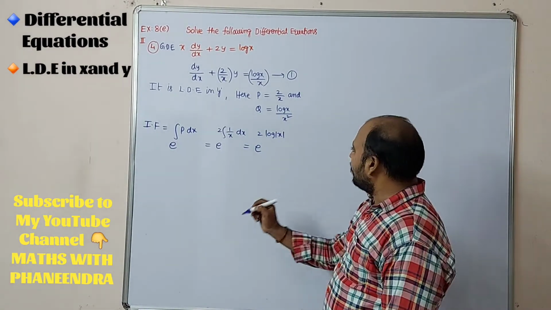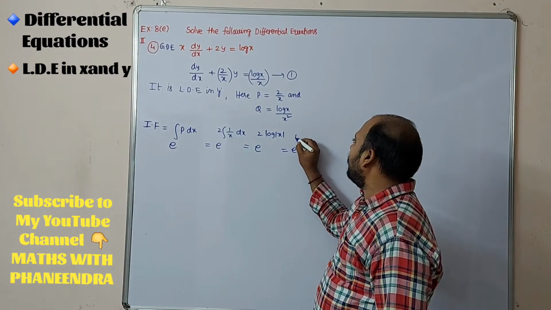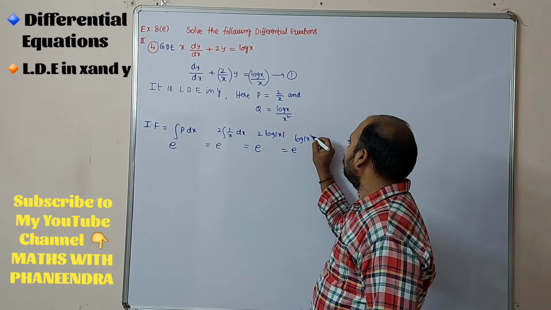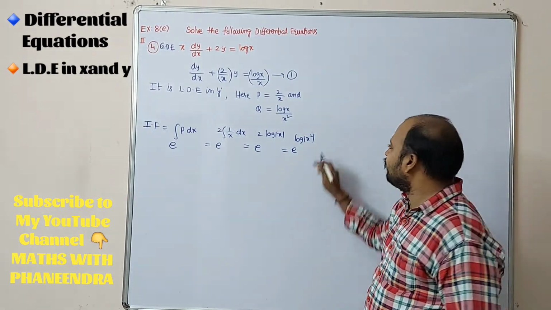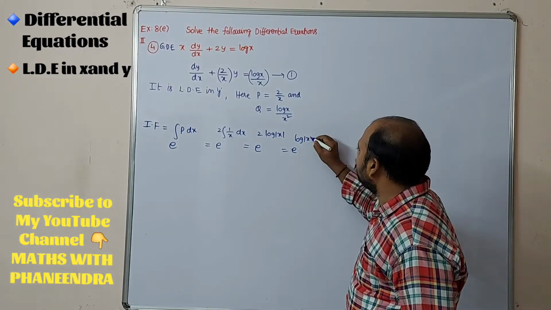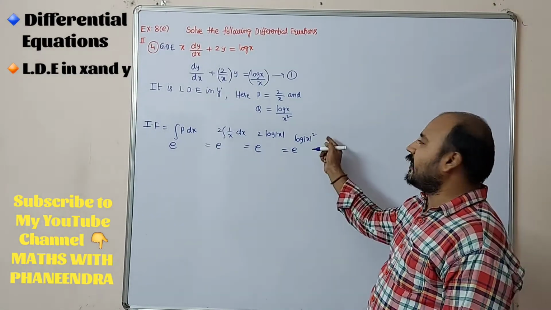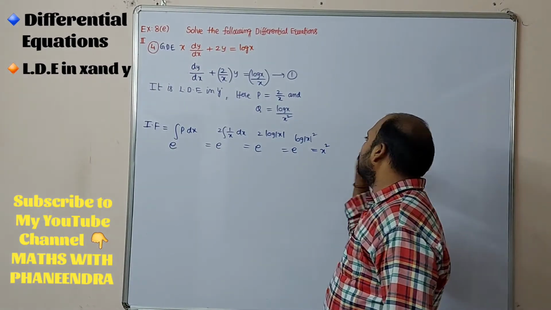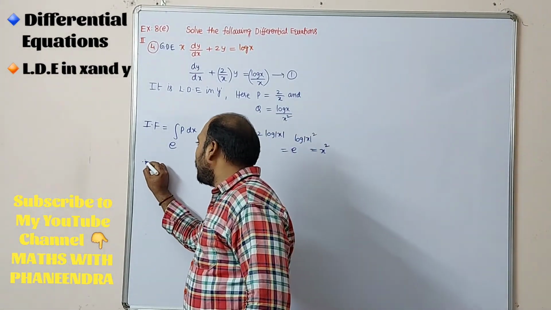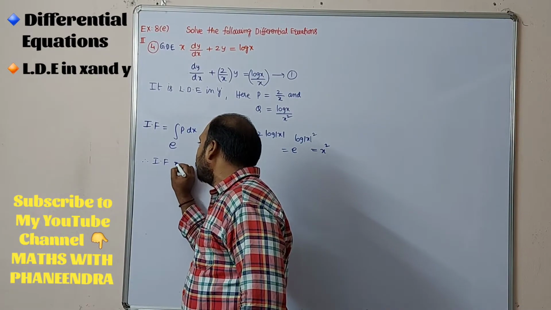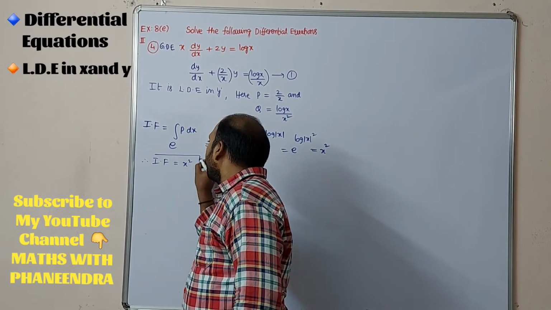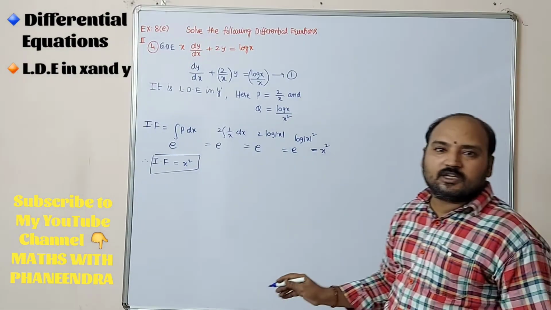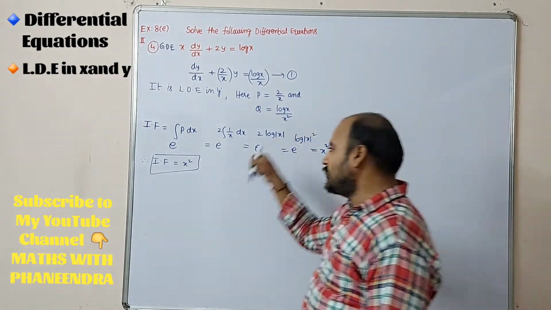So by using logarithm properties we can write it as e power log x square, otherwise log x whole square. E power log x square, e power log f of x equals f of x. So therefore the integrating factor I.F. is equal to x square. So the integrating factor is also next used in the solution.